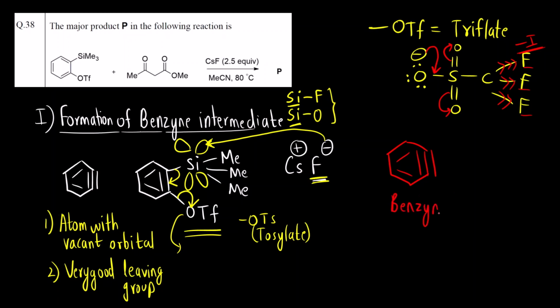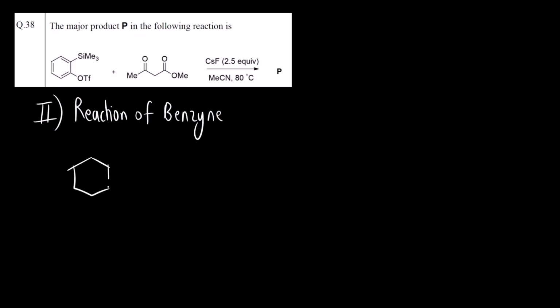Now the next step is to react this with the carbonyl compound that is given. So the second step is the reaction of the benzyne intermediate. So we have got our benzyne intermediate.